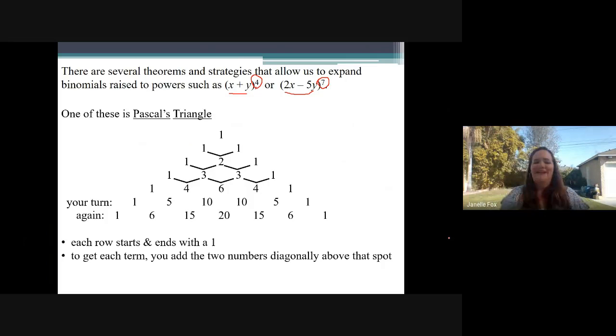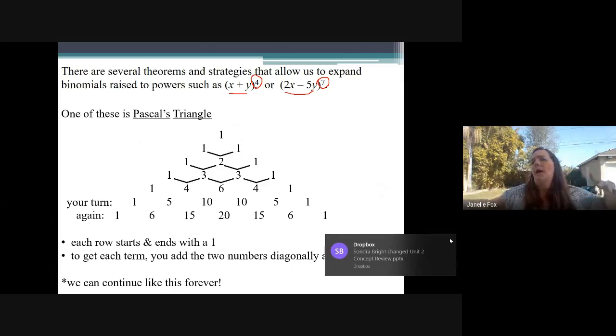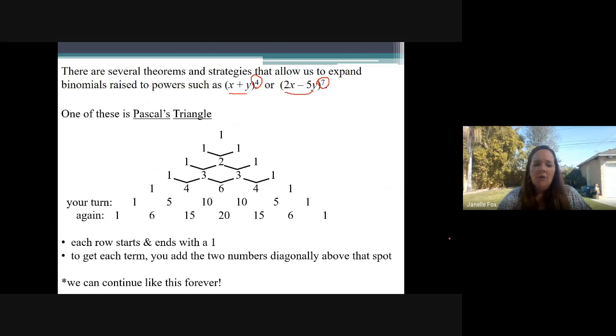Did you get this? 1, 6, 15, 20, 15, 6, and 1. And that's what it is, okay? So you can keep going forever and ever, and it just will get wider and wider and wider, and it's kind of super amazing. Okay, so let's get back in here.